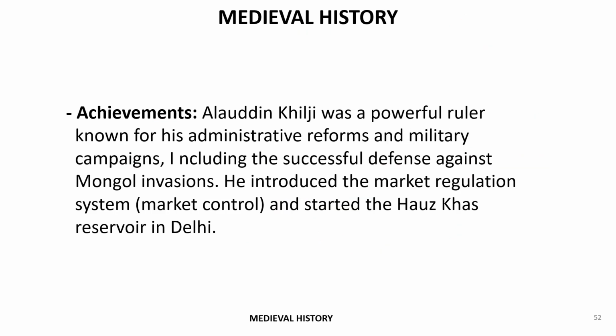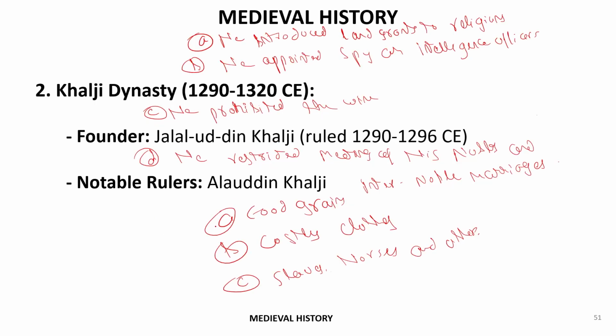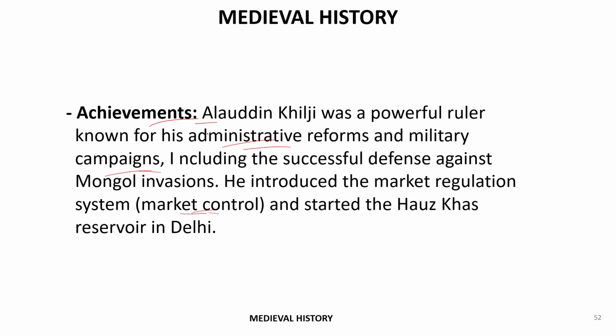There is an achievement that Alauddin Khilji was a powerful ruler known for administrative reforms and military campaigns. As we know that he had attacked many places many times. You can see the movie Padmavat in which it is shown. He introduced a market regulation system with 3 types of market. First for food grains, second for costly clothes, third for slaves and horses. And he also fixed the prices. Okay. And the Hauz Khas, which is present today in Delhi, is the receiver to receive the goods.